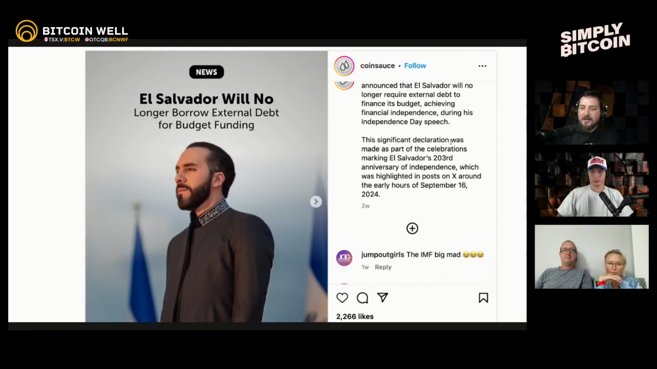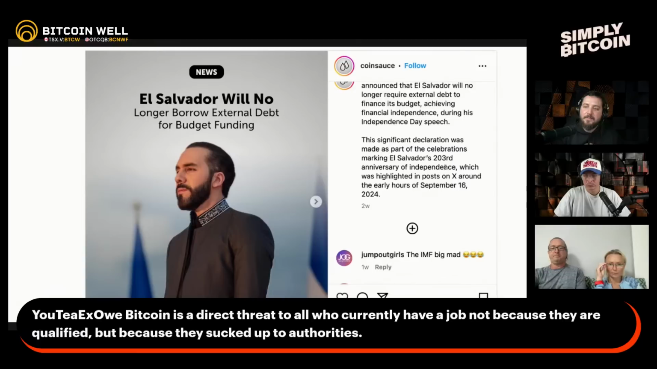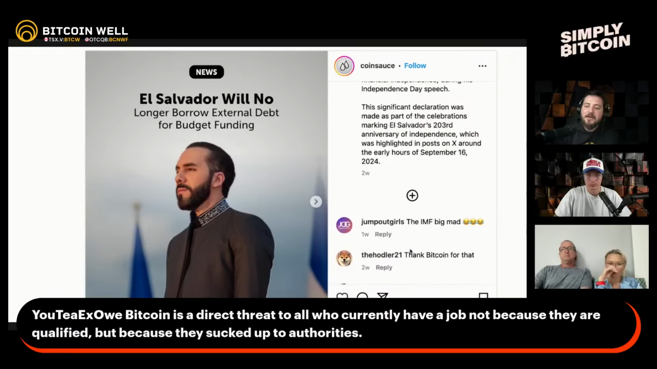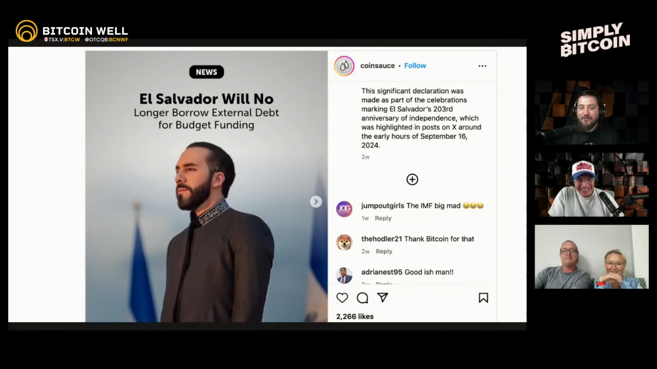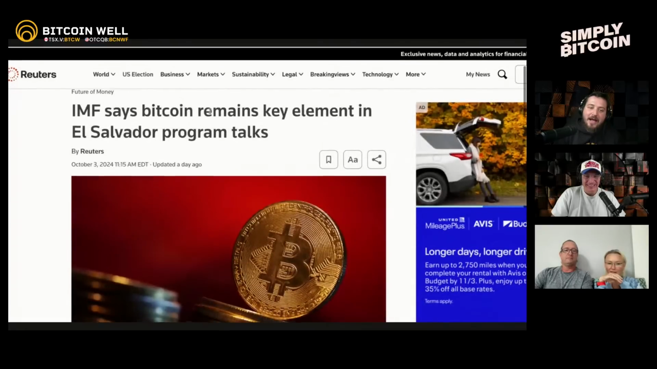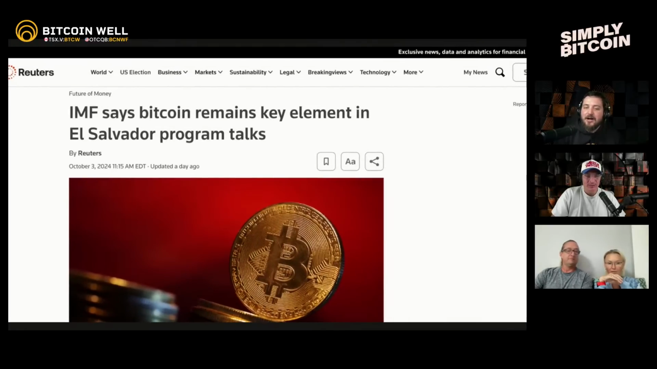This significant declaration was made as part of the celebrations marking El Salvador's 203rd anniversary of independence, which was highlighted in posts on X around the early hours of September 16th. Even the people in the comments know the IMF is big mad, and the second comment says, thank Bitcoin for that. So this is what it boils down to. This is why the IMF is so scared of Bitcoin.